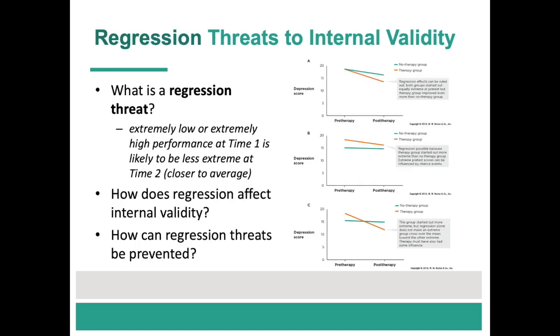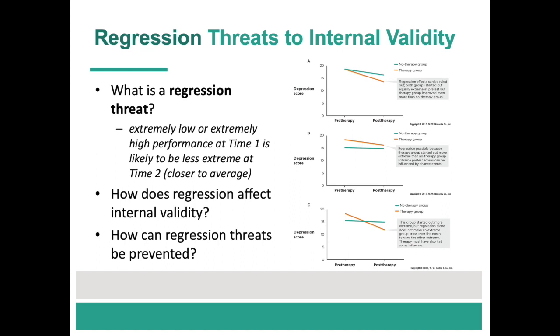Another one, regression threats to internal validity. So what's a regression threat? It's that extremely low or extremely high performance at time 1 is likely to be less extreme at time 2. It's a statistical phenomenon that we see a lot. If someone is performing particularly good at one point, they're generally not going to do as good the next time.